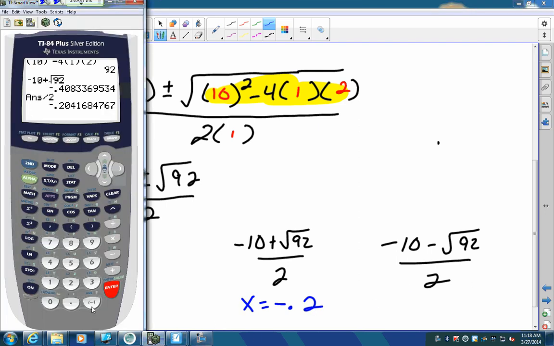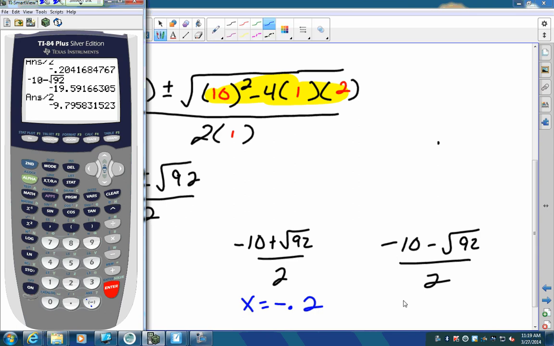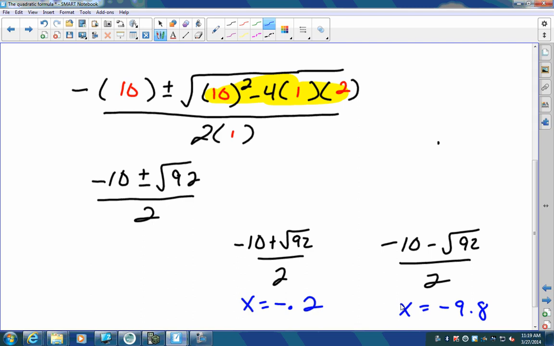All right, so now the next one is negative 10 minus the square root of 92, press enter, and then divided by 2. Negative 9 point, now look, 795. So it's actually going to round up. The 5 rounds the 9 up, and the 9 rounds this up. So it's negative 9.8. X equals negative 9.8 when you round it all up. Those are your solutions. That's where they cross the x-axis.